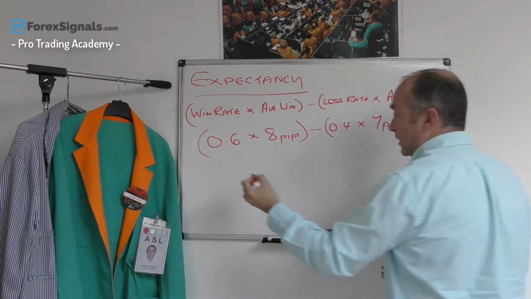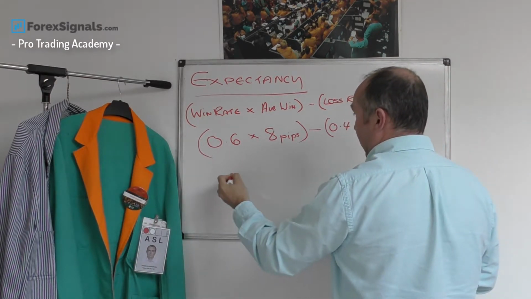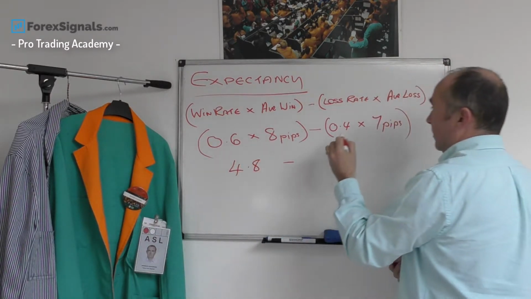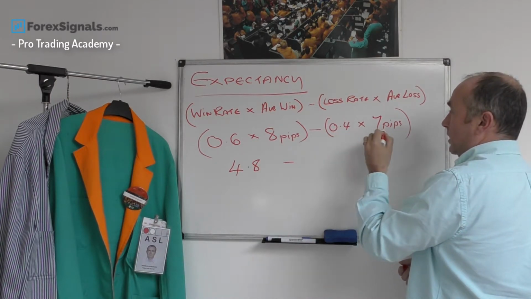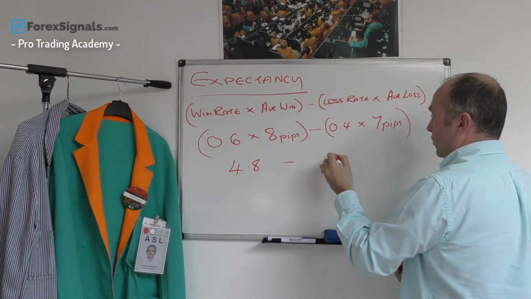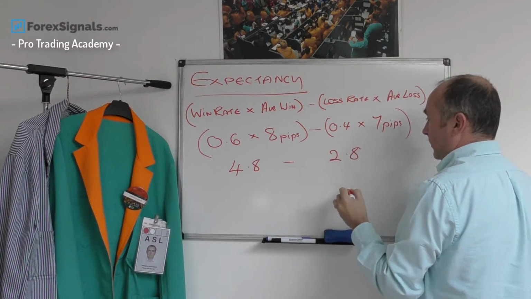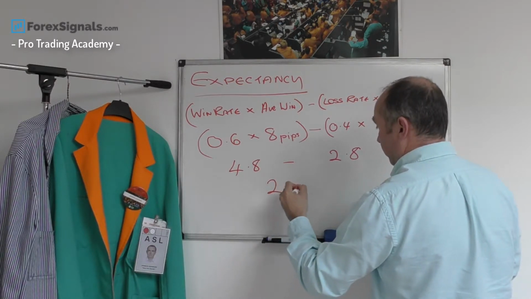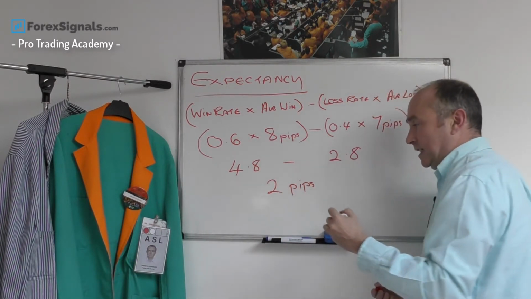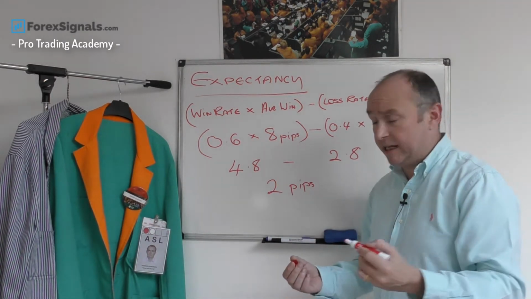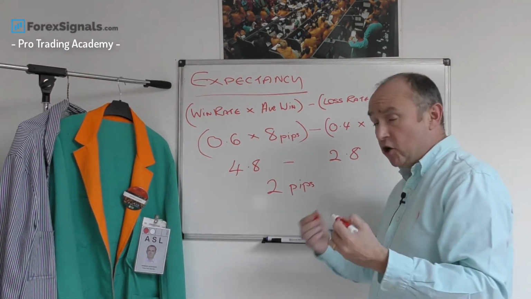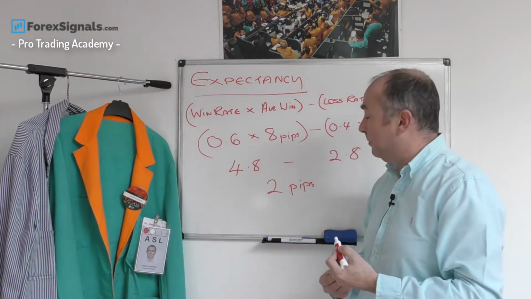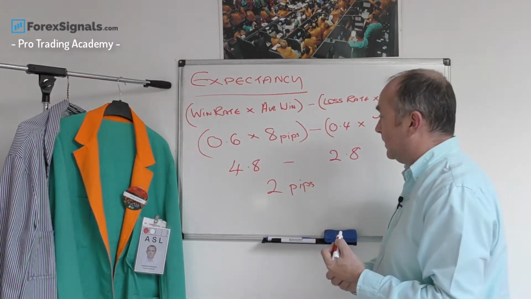Okay, let's run the calculations. 0.6 multiplied by 8 gives you 4.8. Subtract from there this side of the equation, so 0.4 multiplied by 7 gives you 2.8. 2.8 from 4.8 gives you 2. So this strategy that we're testing here has a positive expectancy of 2 pips. So you can assume that over a large sample of trades going forward, you should be getting on average 2 pip gain. So this has a positive expectancy.